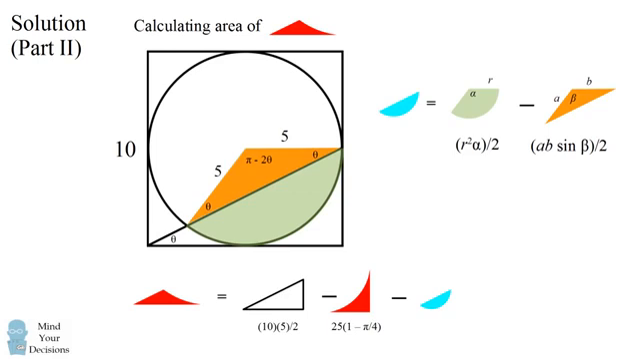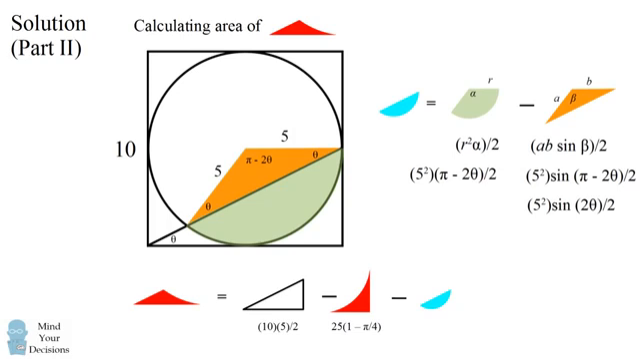So we can now substitute in these dimensions into our formulas. We can simplify the formula for sine of pi minus 2 theta, because sine of pi minus 2 theta is equal to sine of 2 theta. Sine of pi minus any angle is equal to sine of that angle.